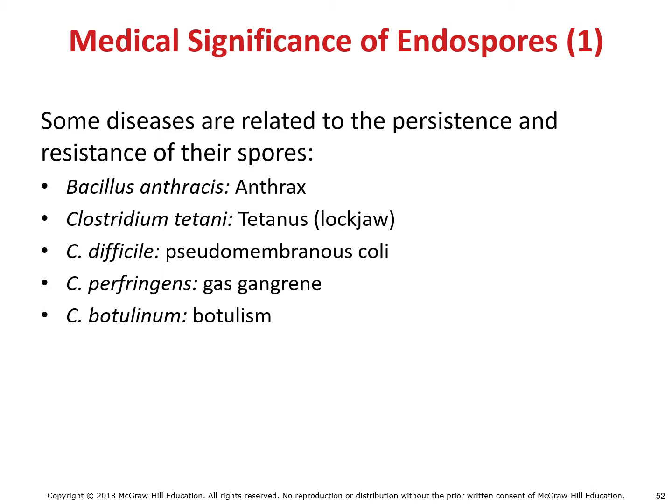So why does this really matter? Well, unfortunately for us, there are significant numbers of pathogens that actually have endospores. And again, they come from the 2 genera, Bacillus and Clostridium. So things like Bacillus anthracis, which causes anthrax. Clostridium tetani, which causes tetanus. Clostridium difficile, which causes pseudomembranous colitis, which many people just call C. diff. We see Clostridium perfringens that cause gas gangrene, and then Clostridium botulinum that causes botulism. The reality is endospore-forming bacteria are incredibly dangerous and cause significant disease.